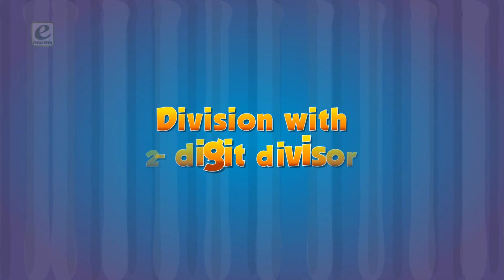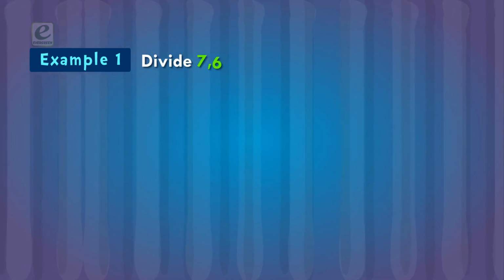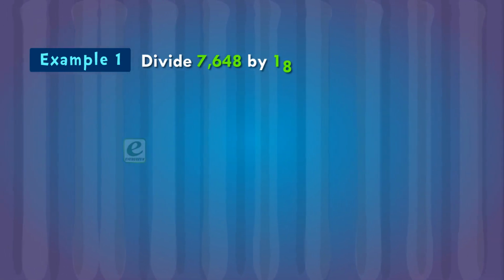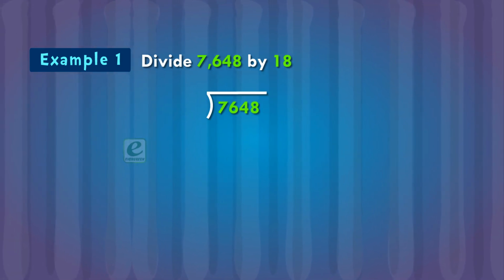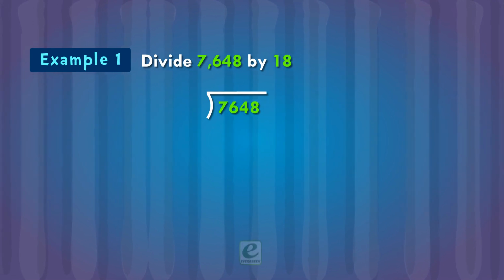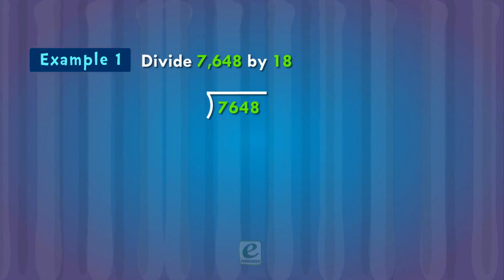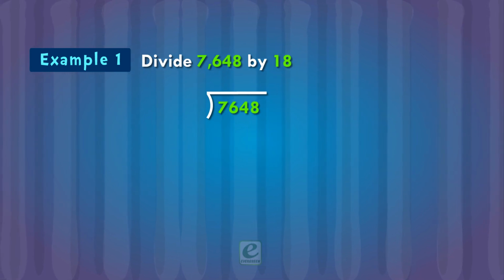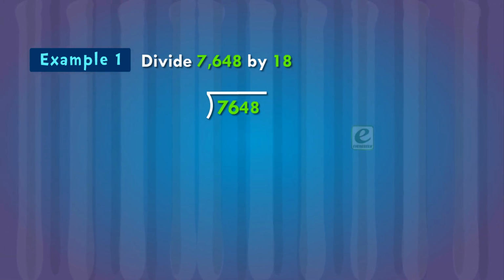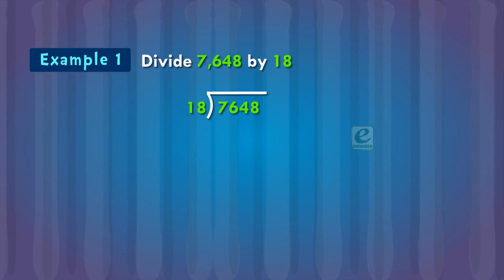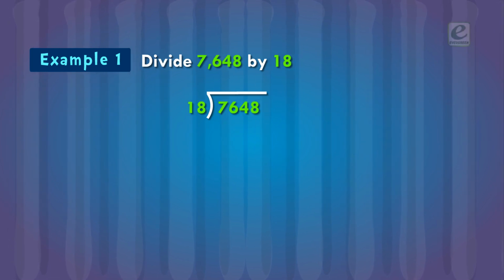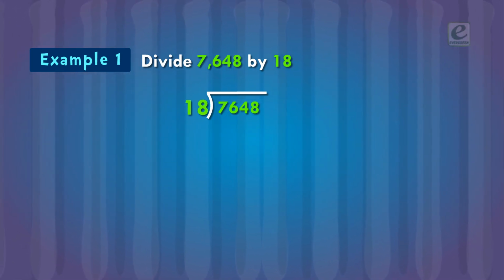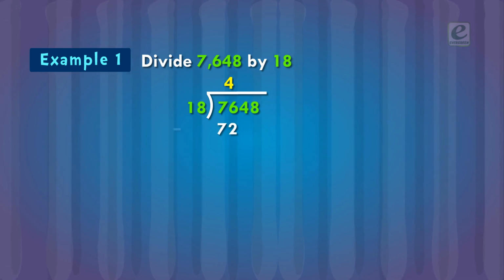Division with 2-digit divisor. Divide 7648 by 18. Method. Starting from the thousands place, we consider 76, the number formed by the first 2 digits 7 and 6 of the dividend, as the divisor is a 2-digit number. 18 is smaller than 76. By using the multiplication table of 18, we find that 18 fours are 72.